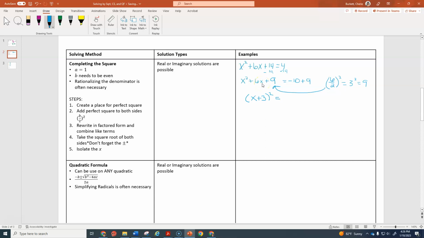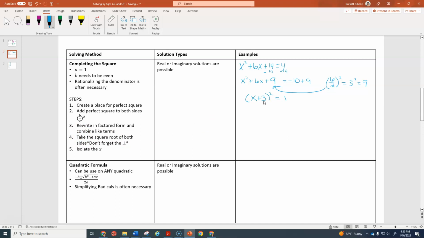Okay. And now it says rewrite it in factored form and combine like terms. You see where it says combine like terms? So I'm going to combine those two terms. A negative 10 and a positive 9, that's a negative 1. What does it say to do? Take the square root of both sides. Okay, so I'm kind of where I was on the previous set of notes. I'm ready to take the square root of both sides.